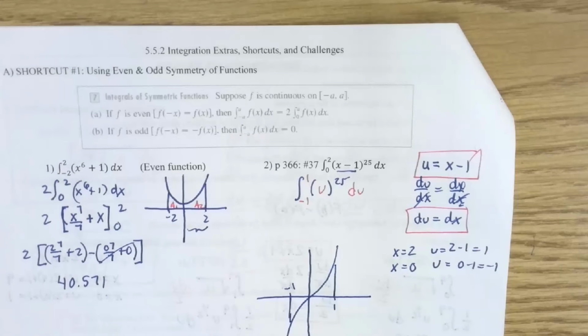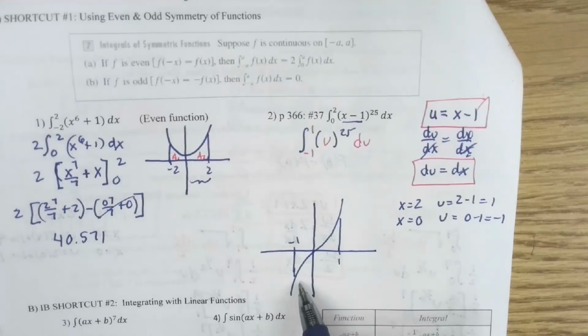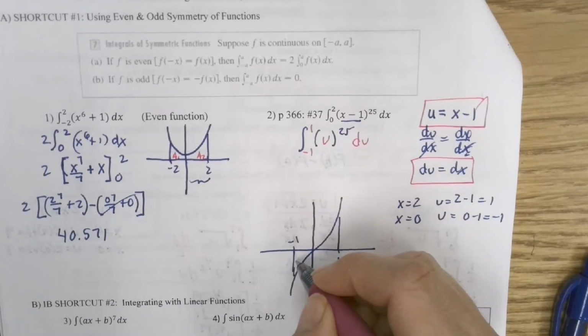Well, let's think about what we know. An odd function is symmetrical with respect to the origin. So if you were to take this upper right piece and reflect it over the y-axis and reflect it over the x-axis, it'd be sitting on itself. So these areas are in fact the same areas.